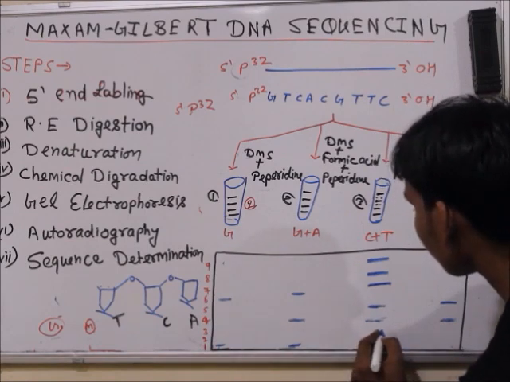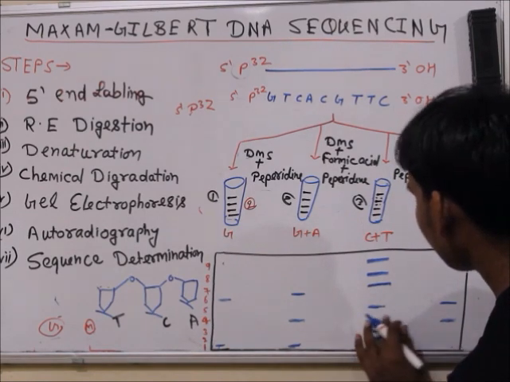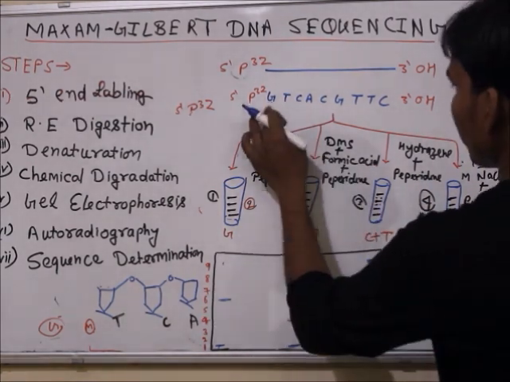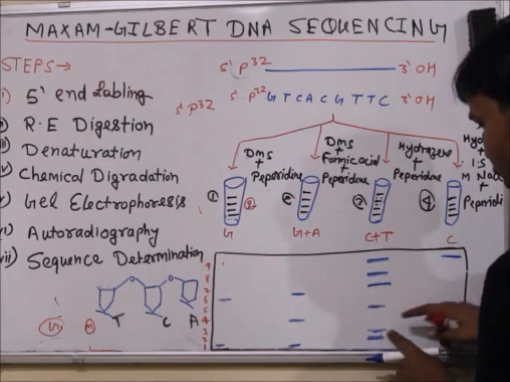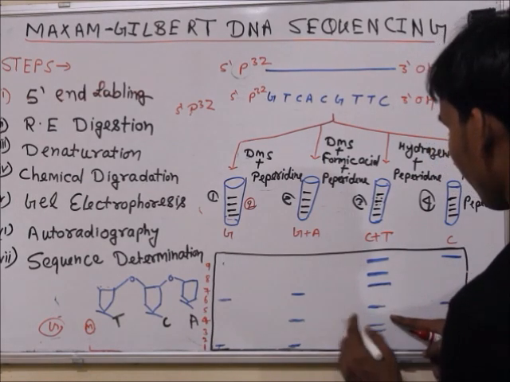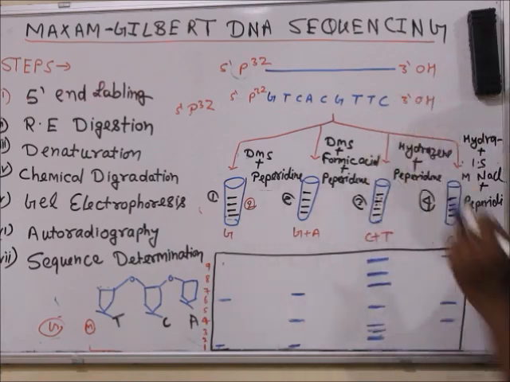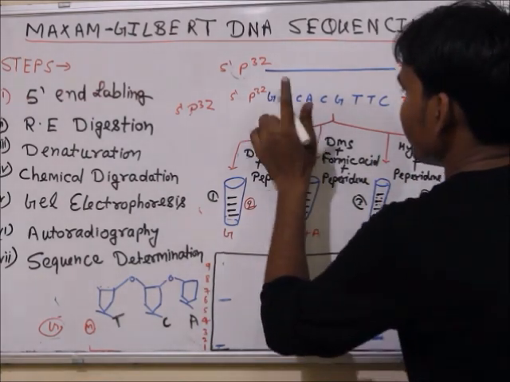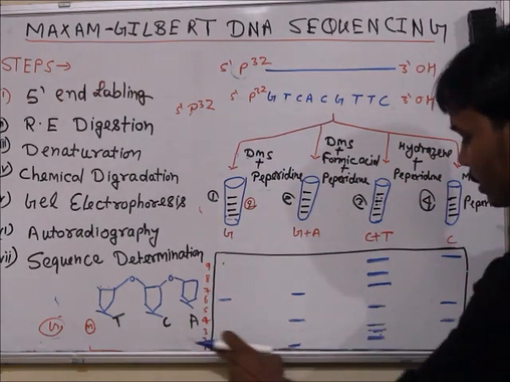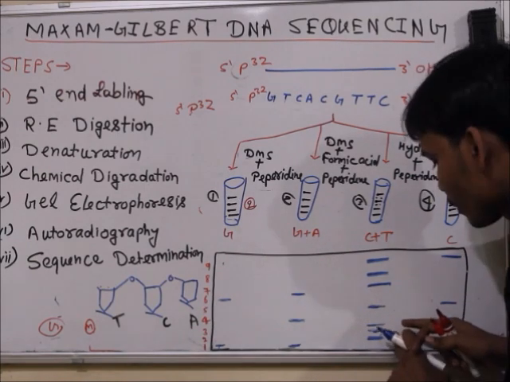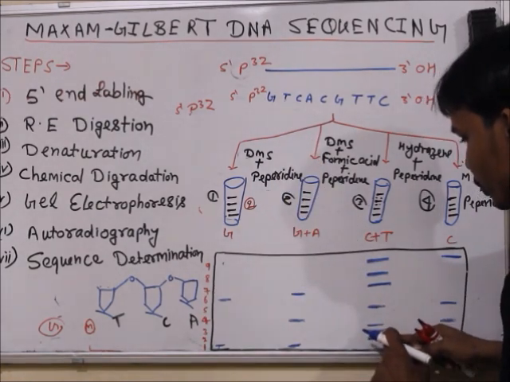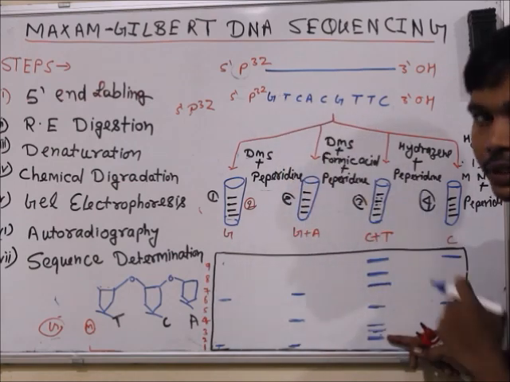That is 3 base pairs. In the 3 positions, it will be available. And again, there is a T residue, 1, 2, so there are 2 T residues of the DNA sequence here. That is 2 residues. And this is 3 residues, that is cytosine, 3 residues.